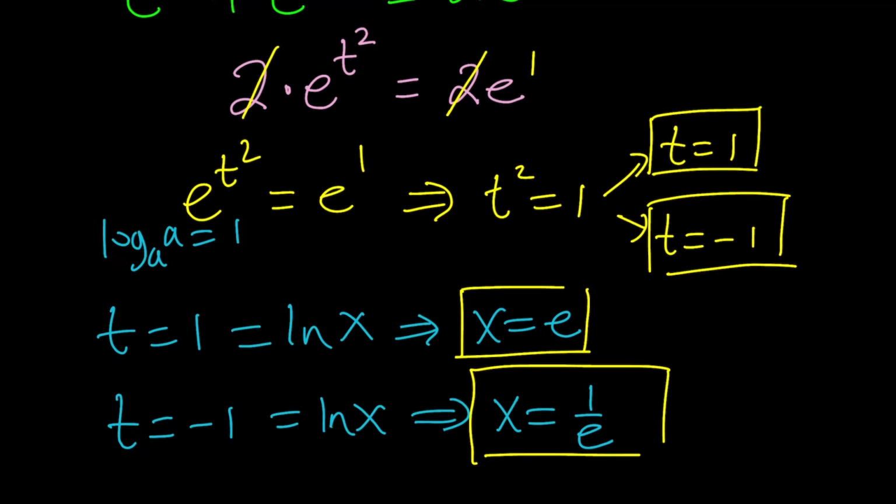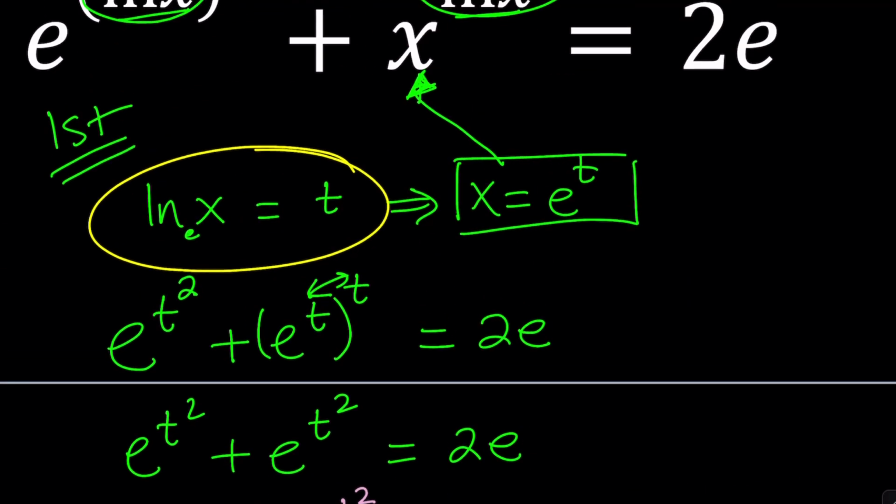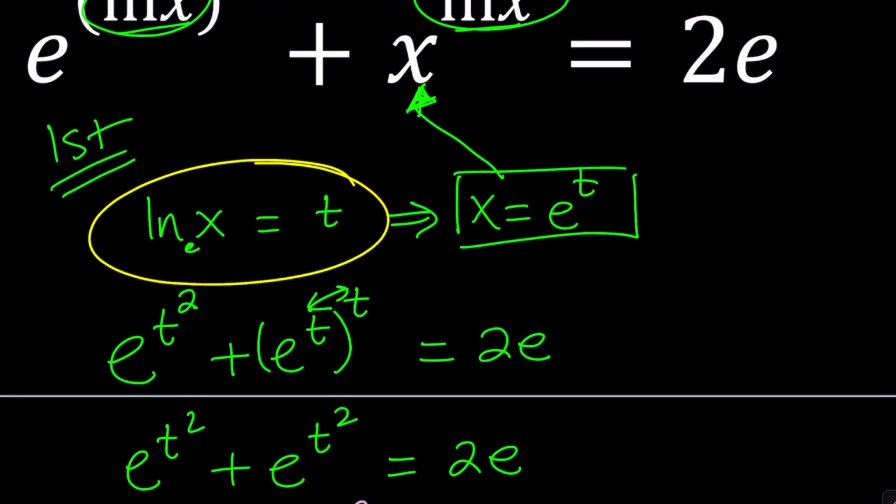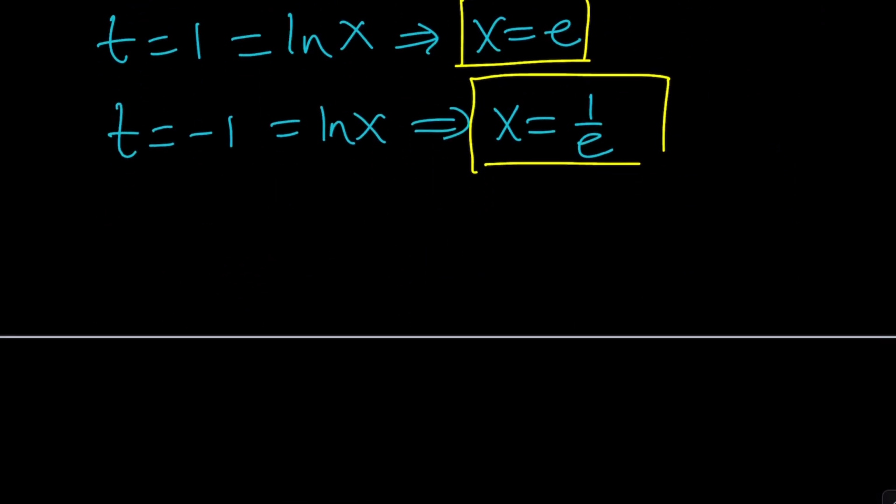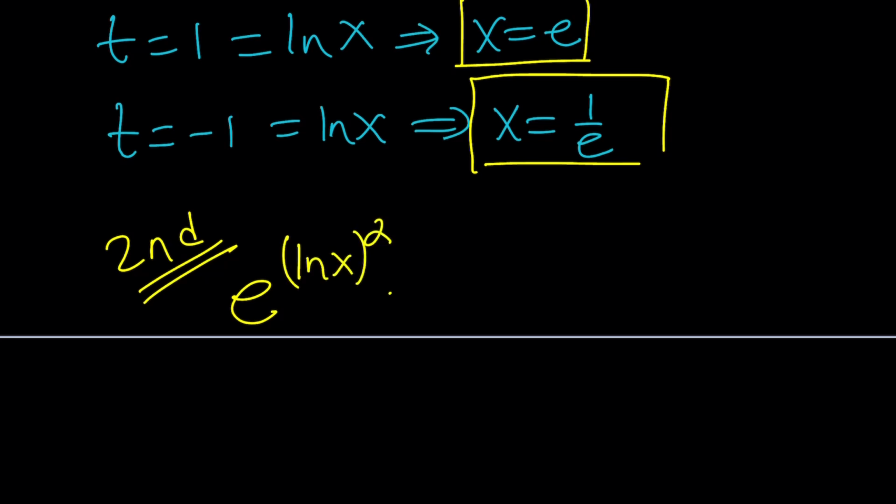Let's see how we can solve this problem using the second method. And I'm curious if there's a third way to solve it, and I'm pretty sure you're going to let me know in the comment section down below, right? Okay, great. Let's see how this proceeds. We have e to the power (ln x) squared plus x to the power ln x equals 2e.